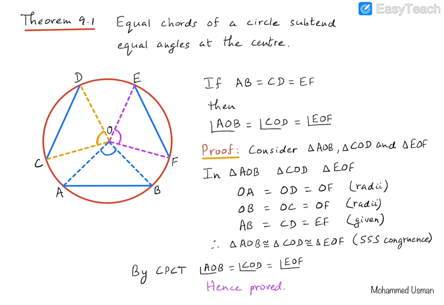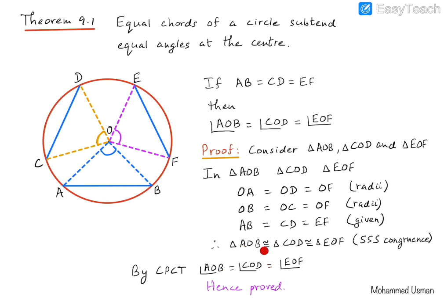Okay, because all the three triangles are congruent to each other, by the CPCT rule, which is the corresponding parts of congruent triangles rule, the other parts of the triangle will also be equal. So therefore the corresponding angles will be equal. The corresponding angles of these three triangles are angle AOB, angle COD, and angle EOF. So they are also equal.